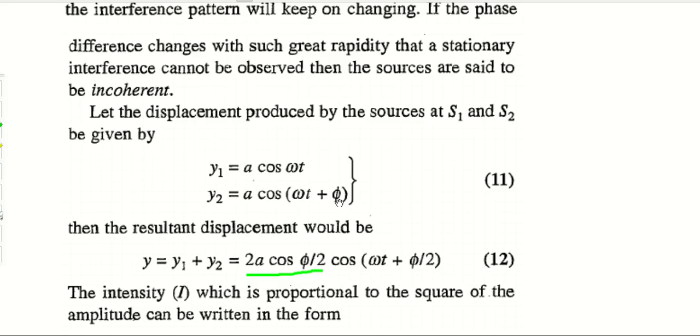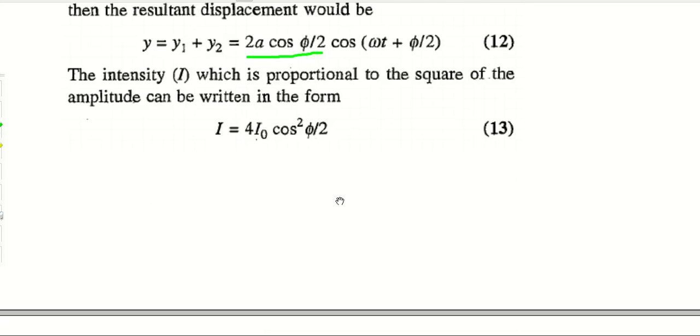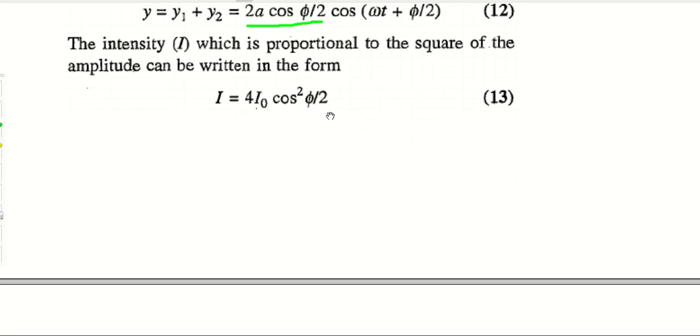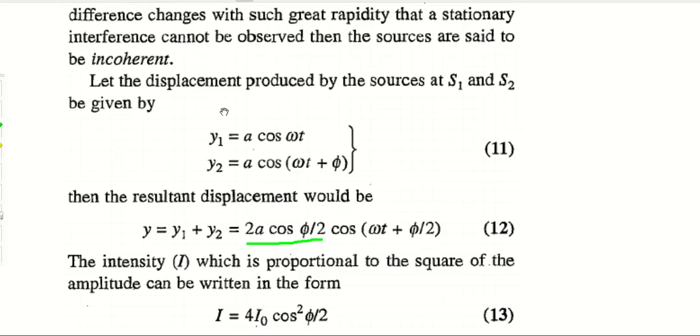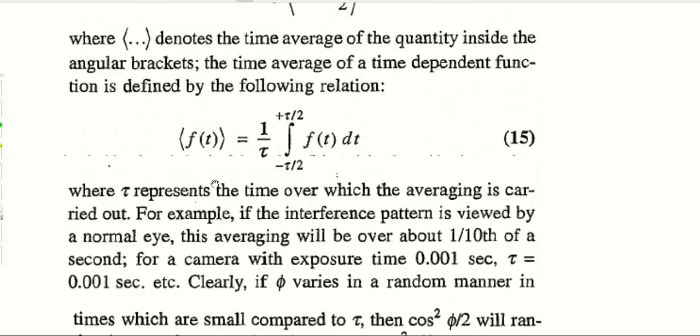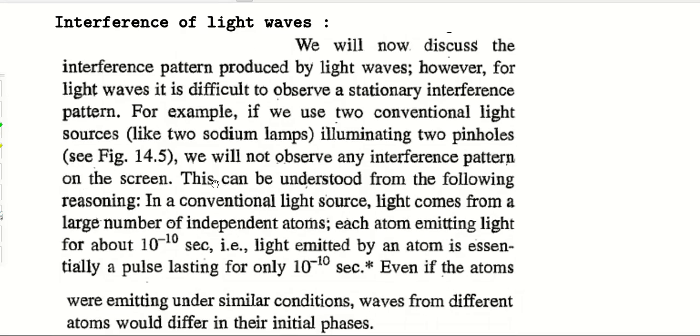If you keep phi as a constant term, then the interference pattern will be there, because there is no point in taking an average of cos square phi by 2, since it is a constant. So you change phi as you wish, you will get the maxima or minima in the intensity I, but not dependent on time. This case is called the coherency case, and the sources are called coherent sources. This is the fundamental thing we have to keep in mind: we always have to produce a coherent source.